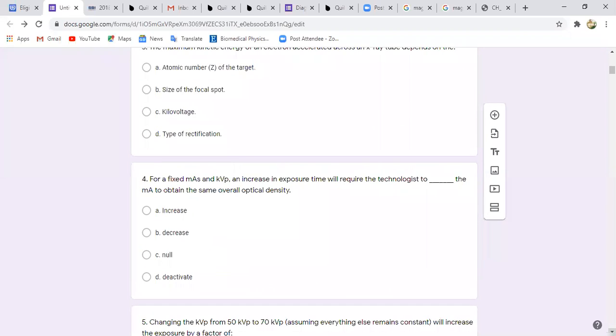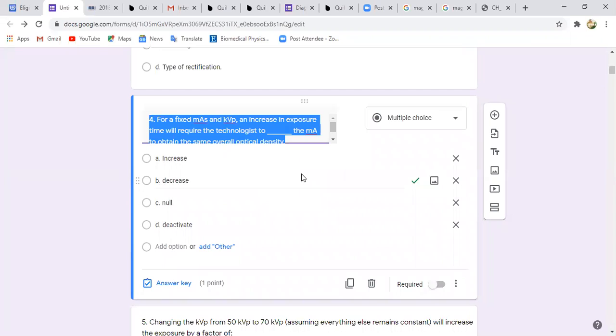For a fixed mAs and kVp, an increase in exposure time will require the technologist to do what? Decrease. Okay. Because we are looking at the mAs, for you to have the same optical density, you need to decrease the mA so that our mAs continues to remain constant.